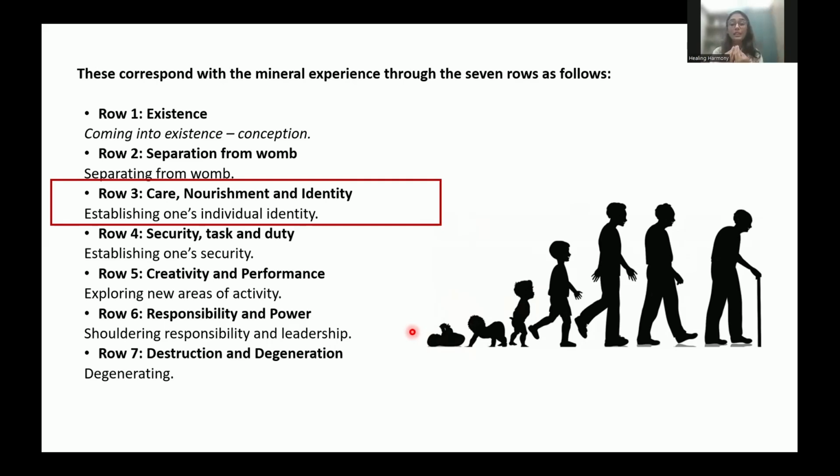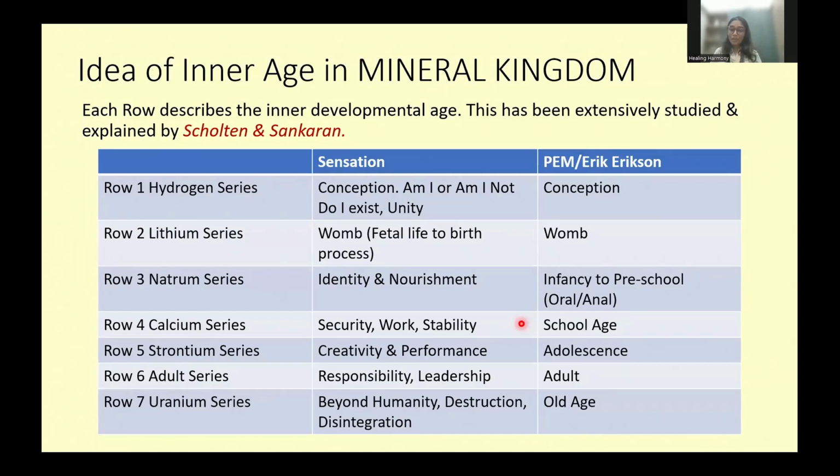I get my own name. Now, while I get my own name, I create my own identity. I'm still an infant. I still need my mother's lap. I still need my mother's care, nourishment. Somebody will still need to feed me. Somebody will still need to change my nappy. So I'm still dependent for my care and nourishment. But the focus here is on developing a separate identity. So we are at a cross section in the Natrum series, which is the series of identity and nourishment.